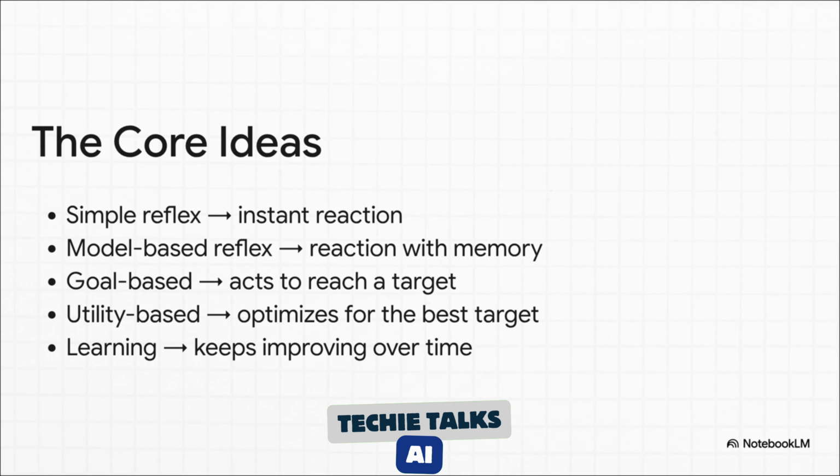So let's lock in these core ideas one last time. Simple reflex, that's instant reaction. Model-based, that's reaction with memory. Goal-based, it acts to reach a target. Utility-based, it optimizes for the best target. And finally, learning, it just keeps improving over time. It's a journey from reflex to reflection to evolution.